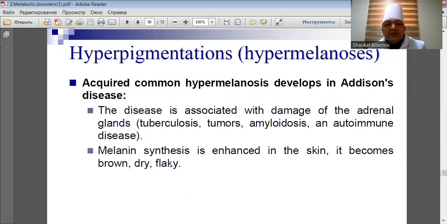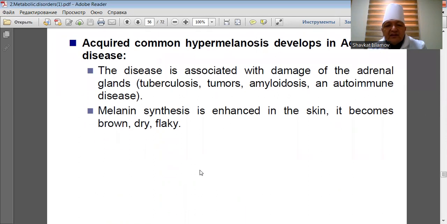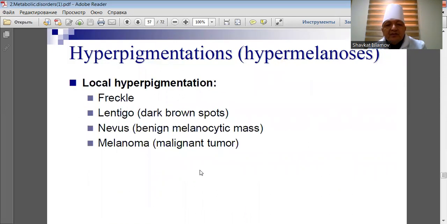Hyperpigmentation. Acquired common hypermelanosis develops in Addison's disease, associated with damage of the adrenal glands. Melanin synthesis is increased in the skin. It becomes brown, dry, flaky. Local hyperpigmentation. Frequently lentigo, nevus, melanoma.